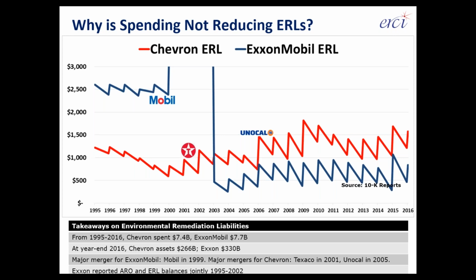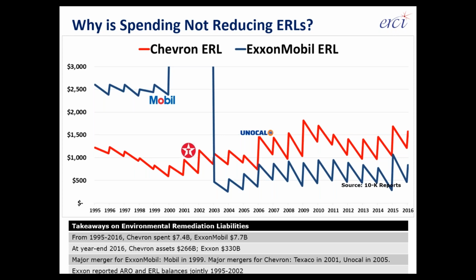And in this comparison, you can see from roughly 2004 forward, both Chevron and Exxon's remediation liabilities have stayed within roughly a comparable range across that time period from 2004 to present. I call this the numbers going sideways.